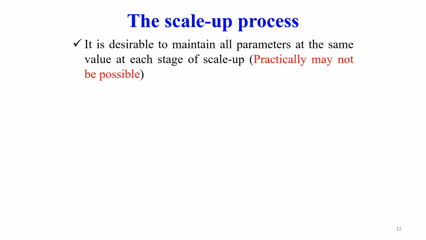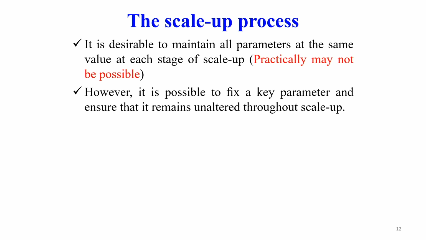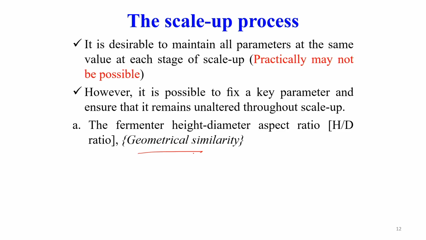Now, what are the criteria for scale up? We will discuss them one by one. The first one is geometrical similarity. Of course, we are trying to maintain all the parameters at the same value, but practically it may not be possible. So, it is possible to fix the key parameters, and those parameters we are referring to as scale up criteria.